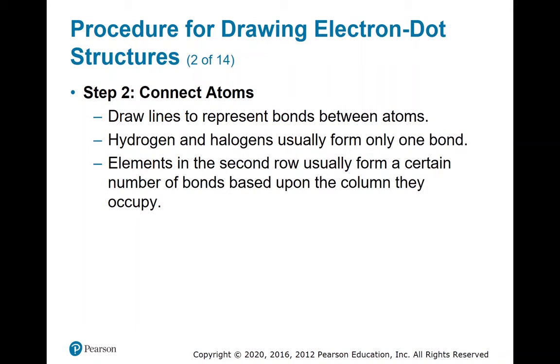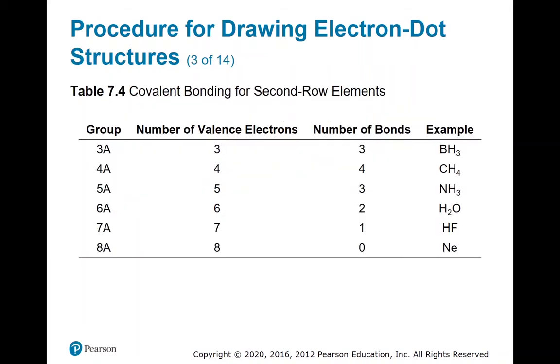And elements in the second row usually form certain numbers of bonds based on their position in the periodic table. And to a certain extent, if you look at the elements directly beneath any of the elements in the second row, they'll have usually the same number of bonds and lone pairs as the elements above them, although with row 3 and below, there are some exceptions to that. It's more absolute for the elements in the second row.